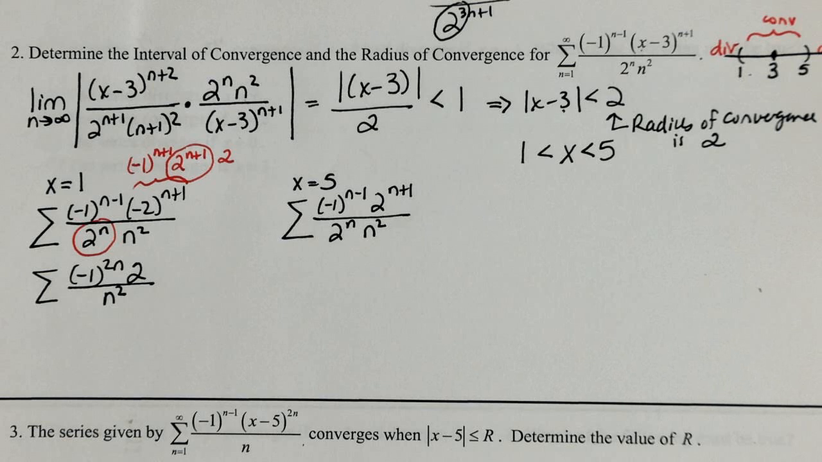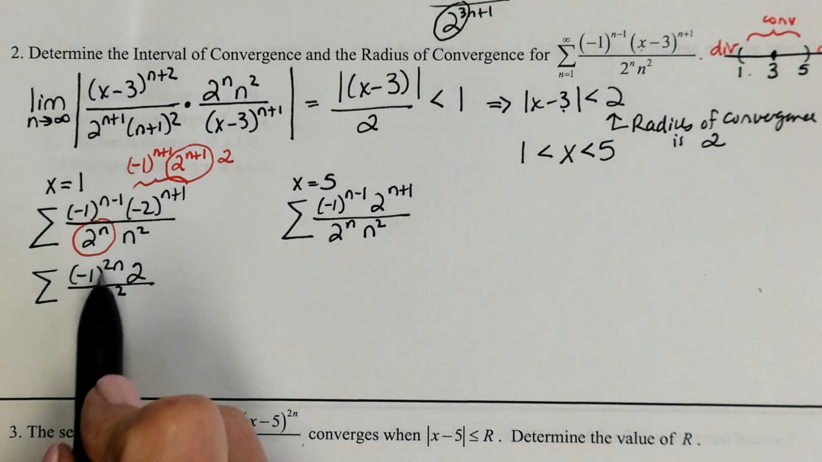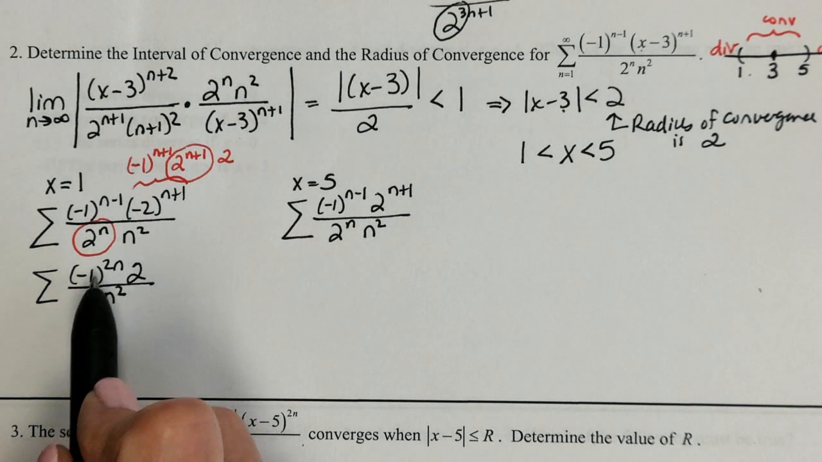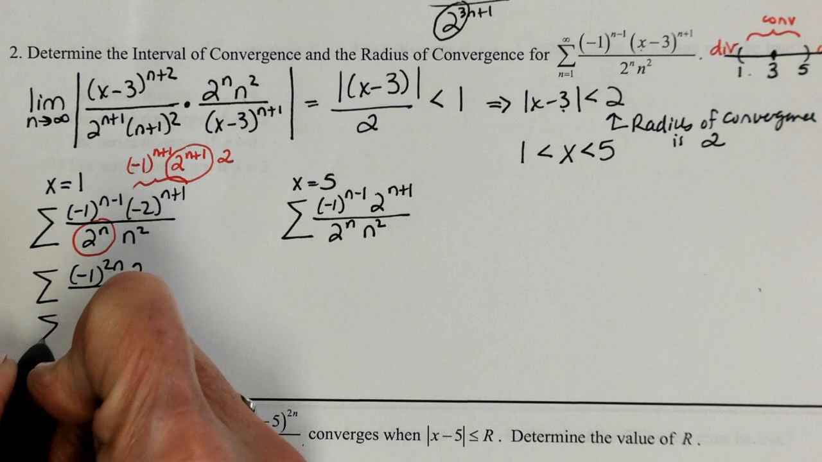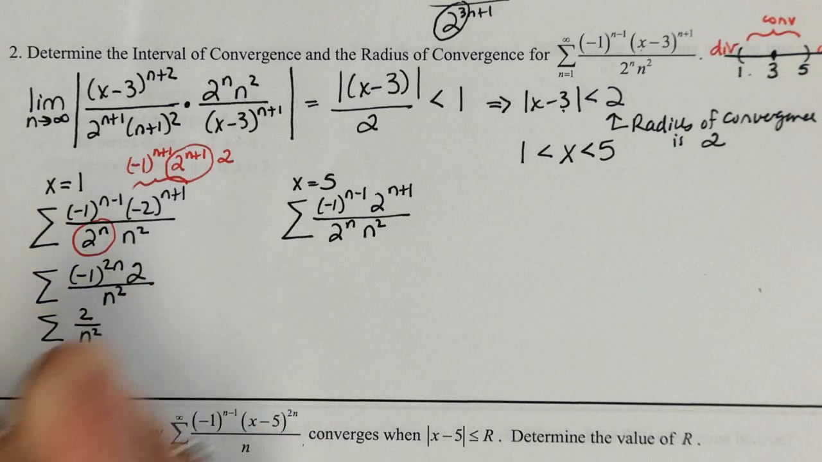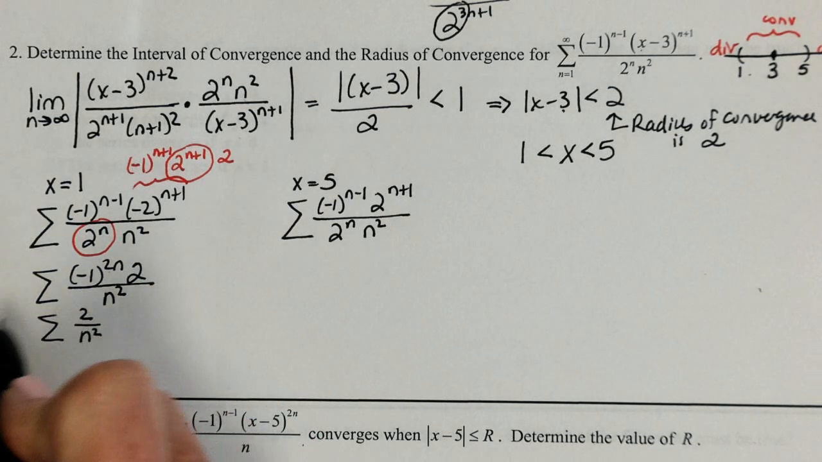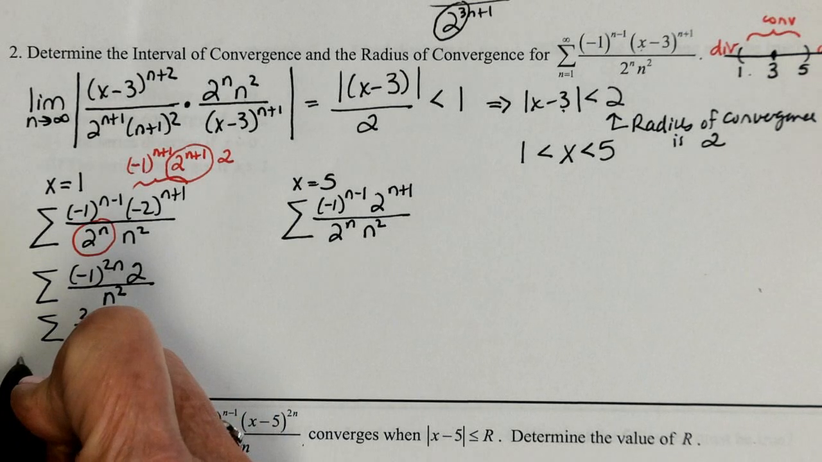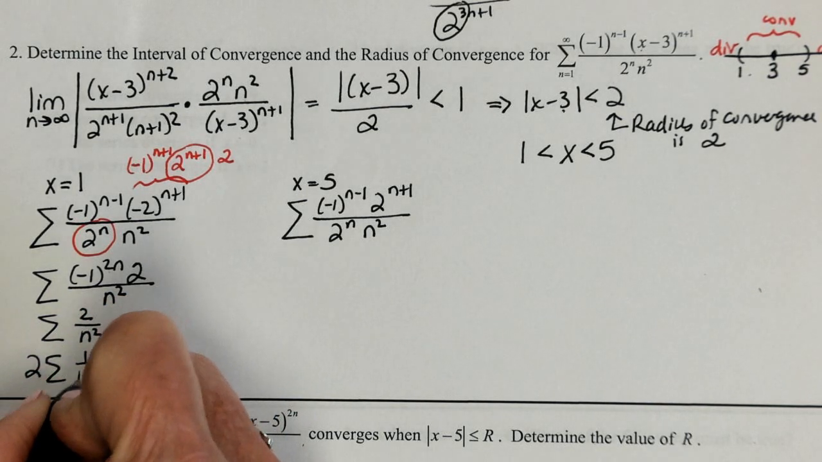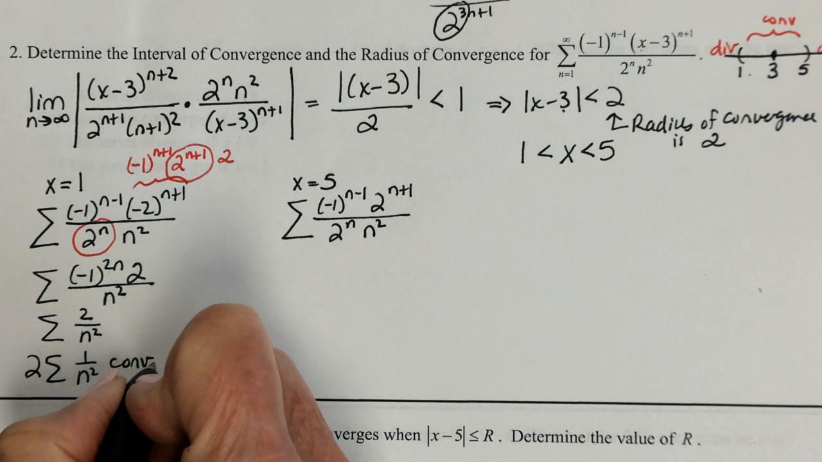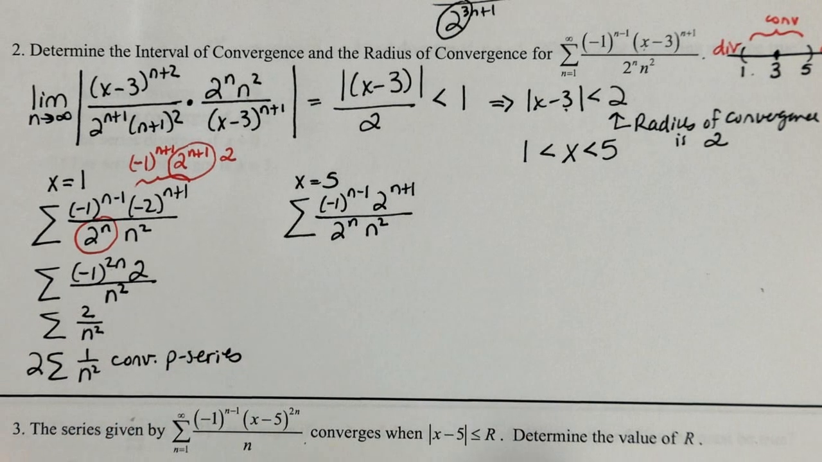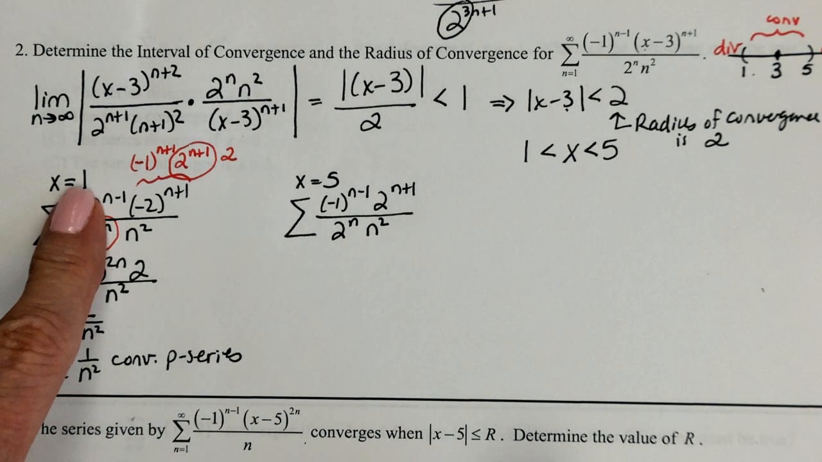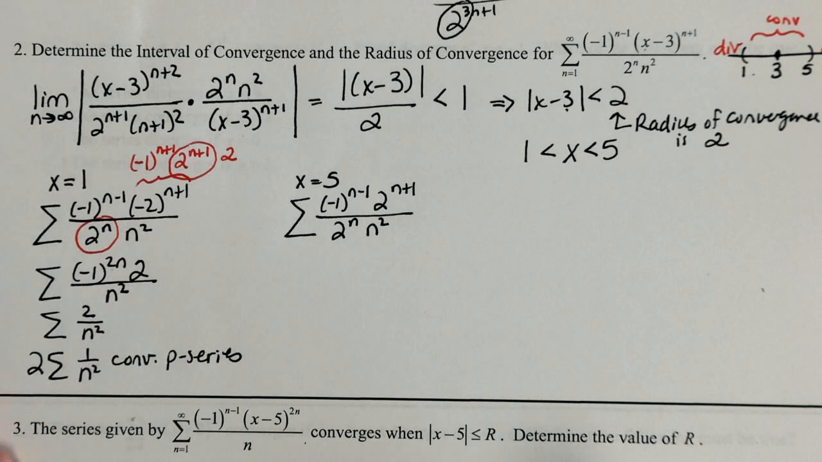So my question is, is this alternating? Is it alternating or is it not alternating? Well, 2n is always even, and negative 1 to an even power is just 1. This is just 2 over n squared. The 2 can come out, and when the 2 comes out, I've got a converging p-series. So we converge at negative 1. I'm sorry, positive 1. Converge at 1.